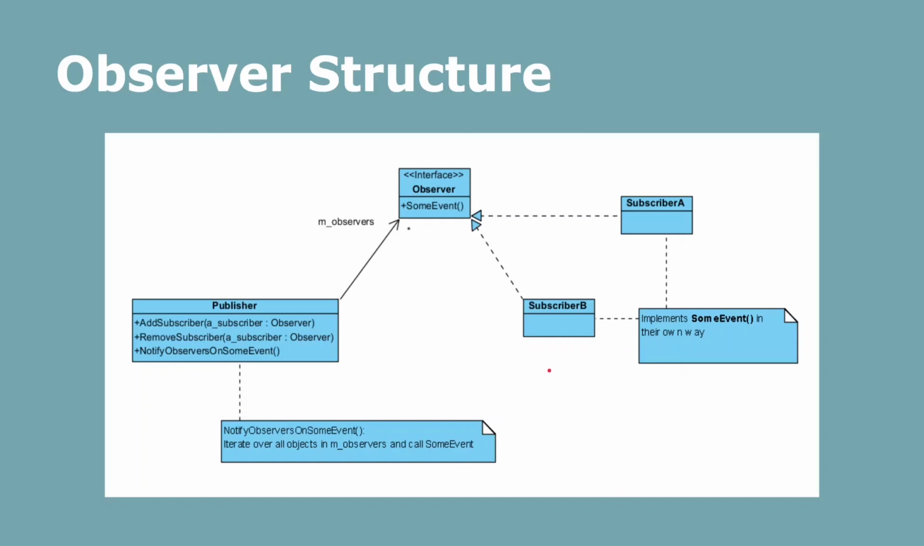This is the basic structure of the observer pattern, and it lets you send messages between objects without having a direct coupling to them. So the publisher is not directly coupled to the subscribers, but to this interface instead, and the subscribers implement or realize this interface.